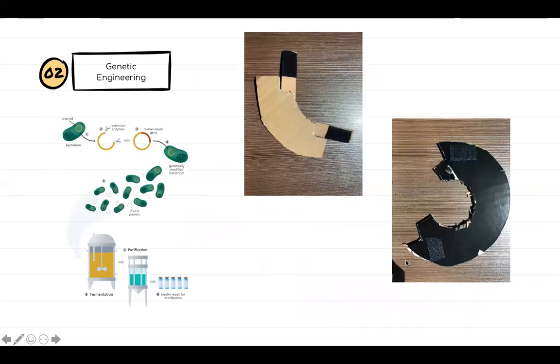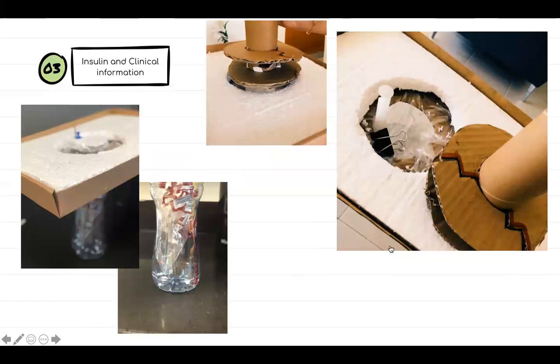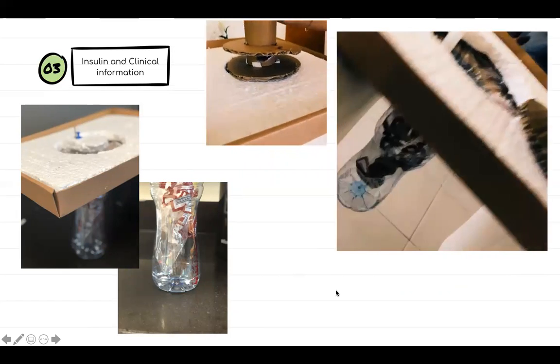Then we go to genetic engineering, which we can see here. This acts as our target gene, which is your human insulin gene, and then students are able to attach it to the rest of the plasmid through these Velcro pieces, forming a recombinant plasmid. Finally, we look at insulin and the clinical information.